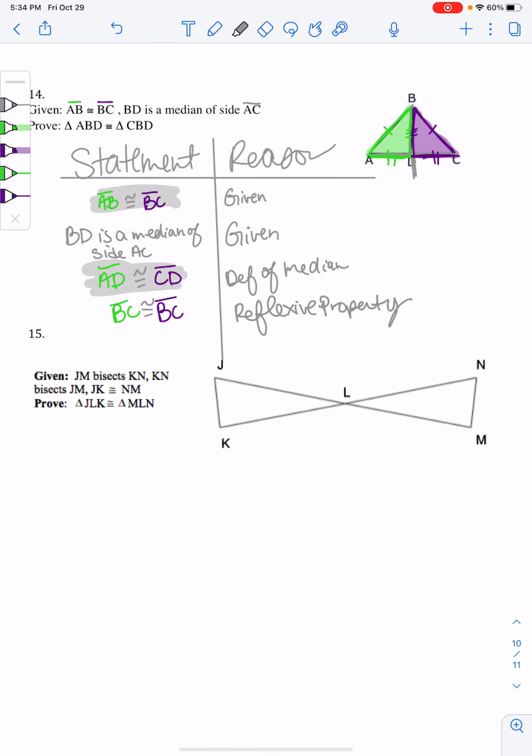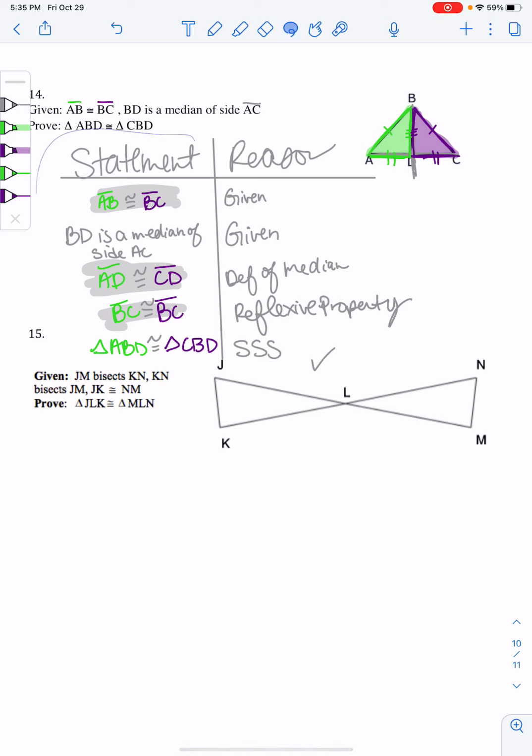These 3. So we can say ABD, which is our green one, has to equal our purple one. ABC. Oh, sorry. ABD goes with CBD. Sorry about that. CBD. And the reason there was because we had all 3 sides that matched up.